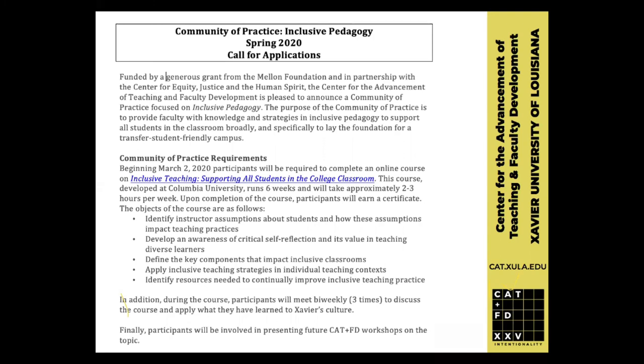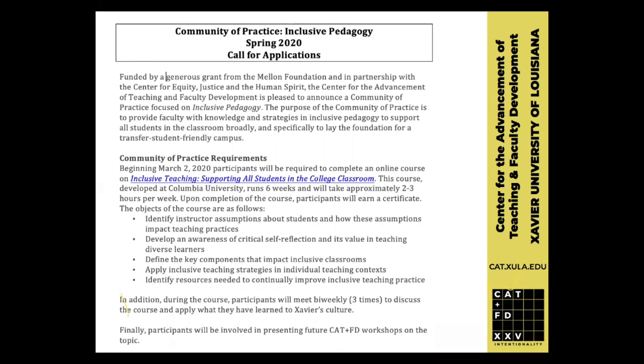And what this is, is developing our expertise. Like I said, I'm not an expert in this, and so we are going to become experts together on campus for this. The purpose of it is to provide us with the knowledge, to provide us with the strategies from the real experts.